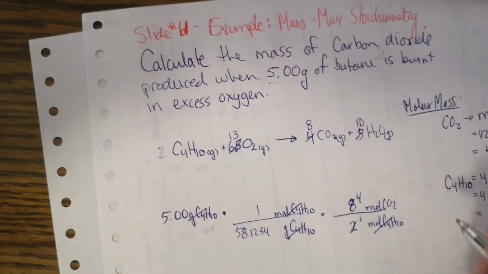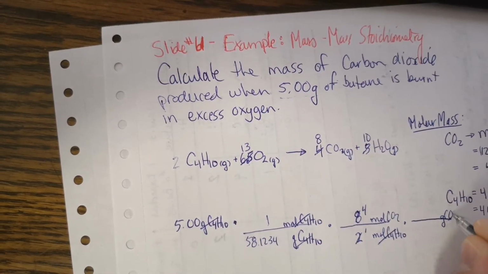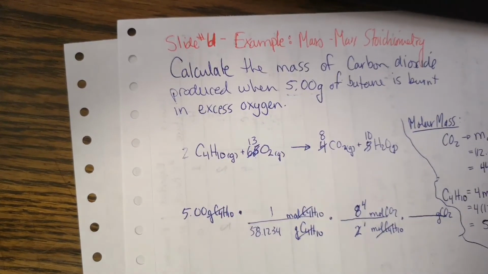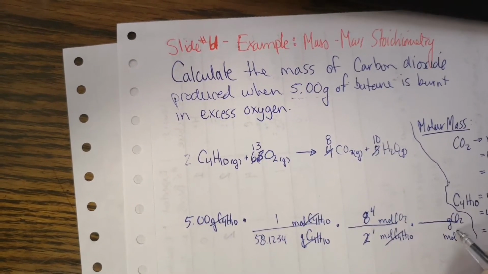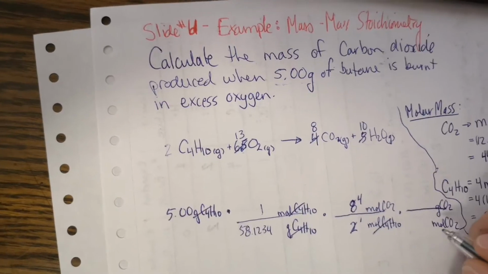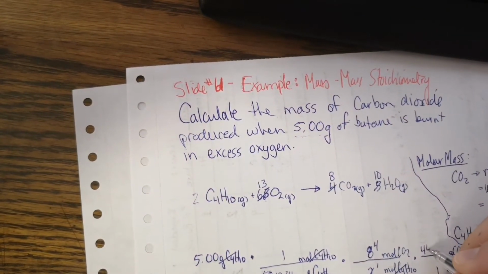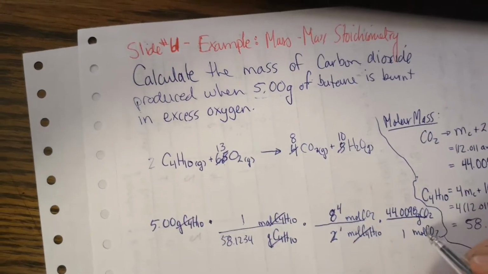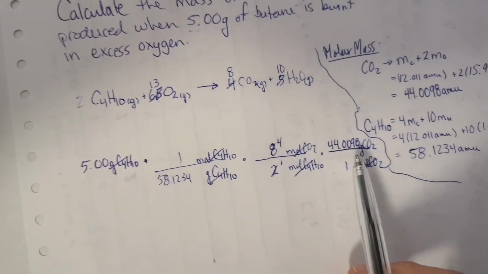Now we've got moles of CO2, but we were asked to solve for grams. So grams of CO2, we'll just put a little border there. Grams of CO2 from our moles of CO2. 1 mole of CO2 is 44.0098 grams. Our moles of CO2 will cancel, and we've now planned out our entire calculation.